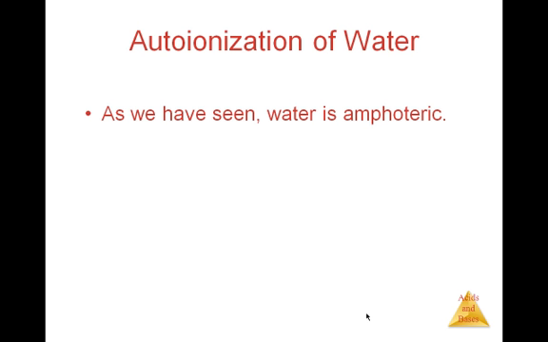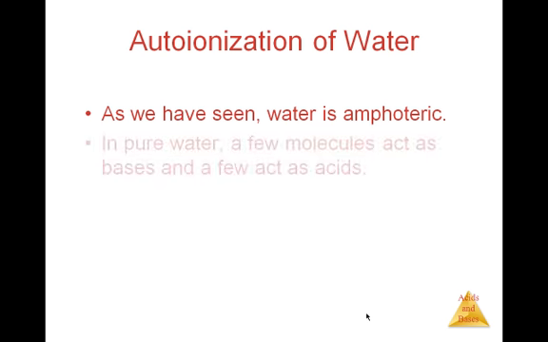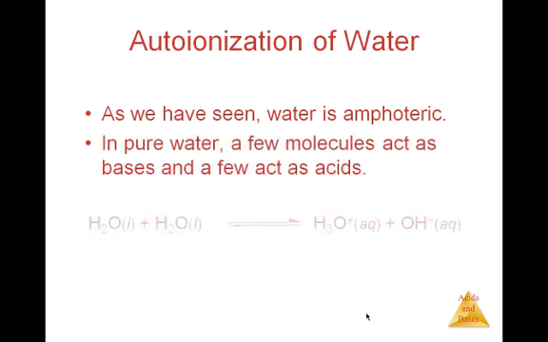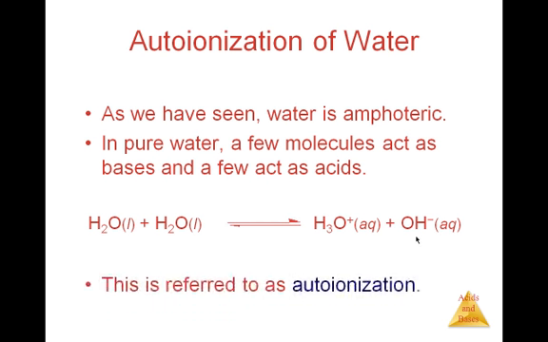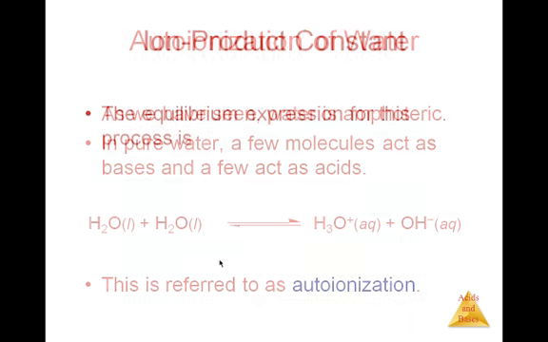As you've seen, water is what we refer to, as I mentioned earlier, amphoteric. And in pure water, a few molecules act as bases and a few act as acids. So water molecules can bump into each other, and when they do so, they form hydronium and hydroxide. This is what we call autoionization, meaning it's sort of like an autopilot. It happens automatically because they just bump into each other and they form these ions. Then these ions can bump back into each other and form 2 water molecules.